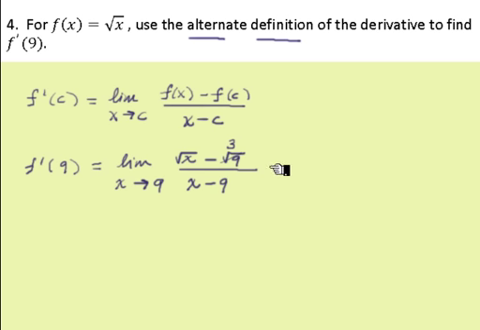So we're going to manipulate this expression a little bit, and we're going to multiply top and bottom by the conjugate of the numerator. Very often we do that if we want to manipulate an expression involving the sum or the difference of radicals. So let's multiply top and bottom by the square root of x plus 3. That's the conjugate of this numerator. In other words, the same thing, opposite sign.